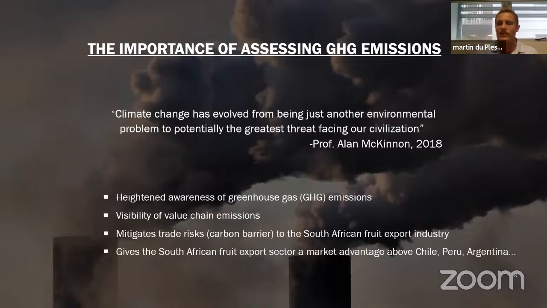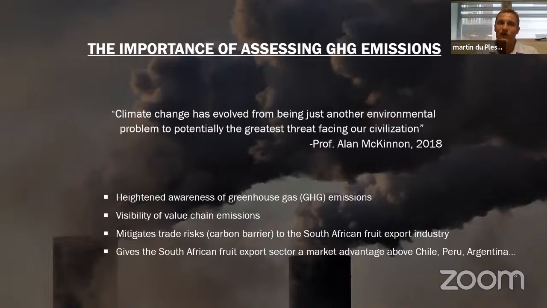So back to the South African fruit export industry, there's a heightened awareness amongst all consumers that we have to do something about greenhouse gas emissions. And consumers are increasingly demanding visibility of value chain emissions. And the next thing which I think the European Union will potentially do is they can introduce a carbon barrier to South African fruit exports or any fruit exports, like they've done with 26 categories of products already, which they intend to install a carbon barrier by 2026.